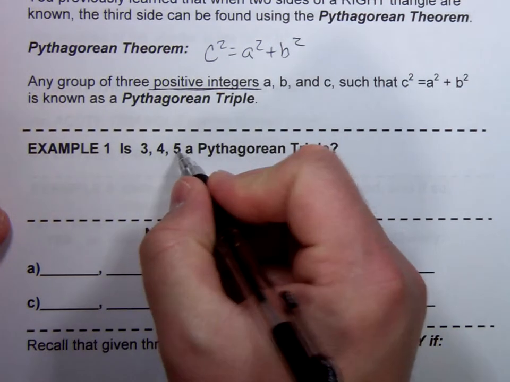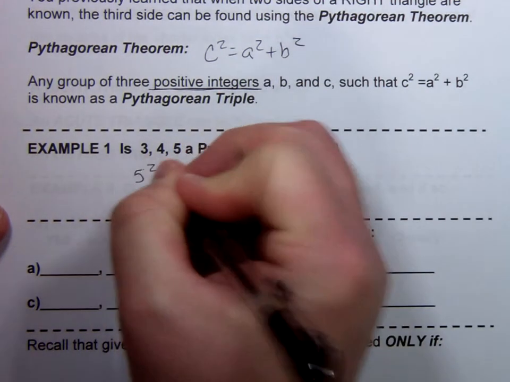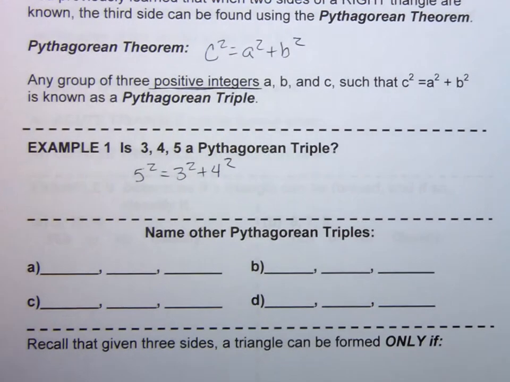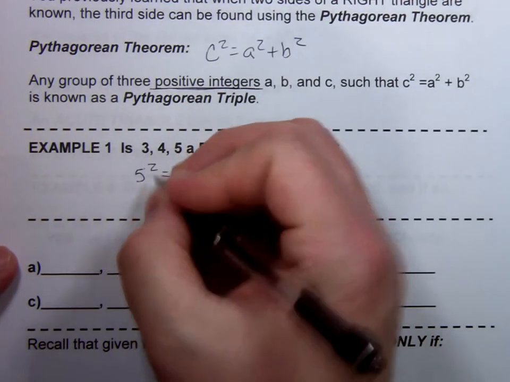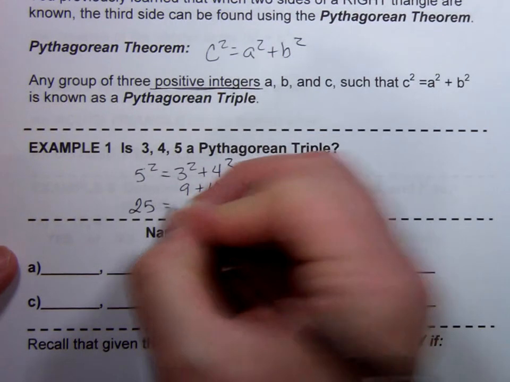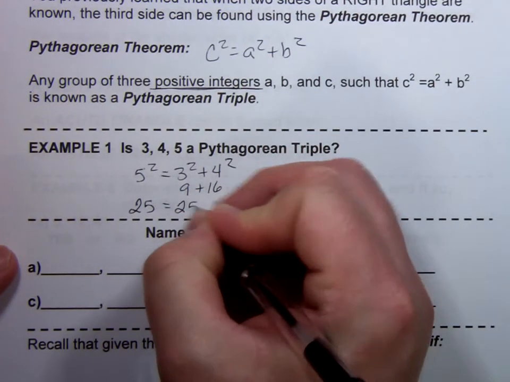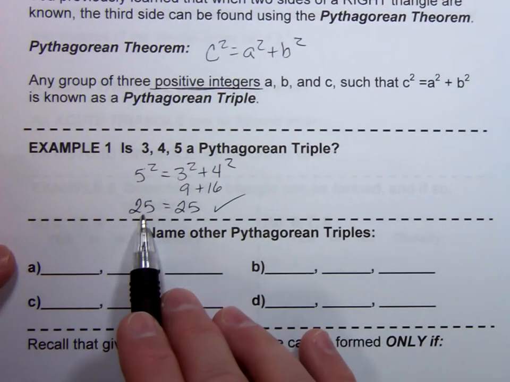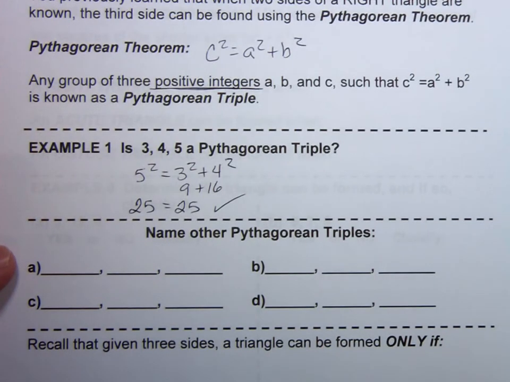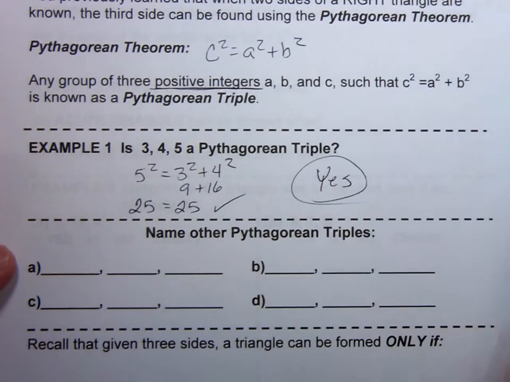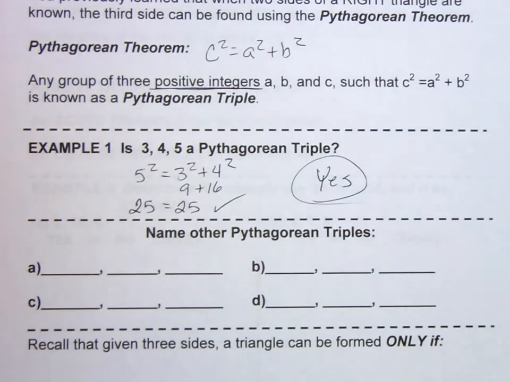So the largest number here is 5. So we make sure we put 5 in for c. And then 3 and 4 can go in for a or b, and it does not matter which one's which. Well, if we work this out, 5 squared is 25, 3 squared is 9, 4 squared is 16, and 9 plus 16 is 25. So that works. The a squared plus b squared came out equal to the c squared. So these numbers do work for the Pythagorean theorem. They are positive integers. So yes, 3, 4, 5 is a Pythagorean triple. And this is possibly the most commonly used Pythagorean triple.